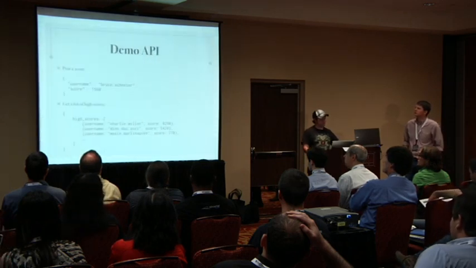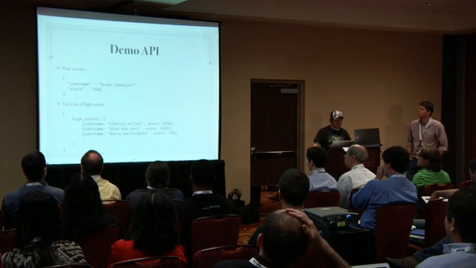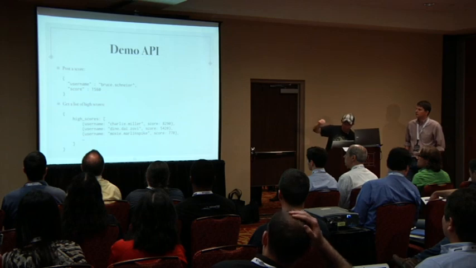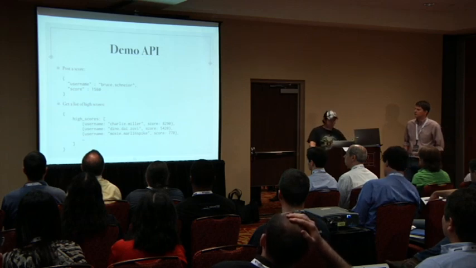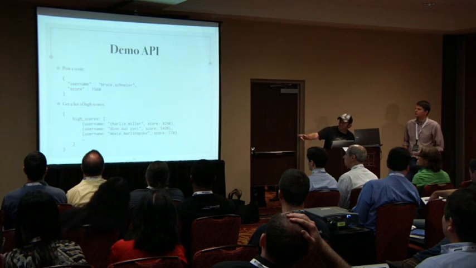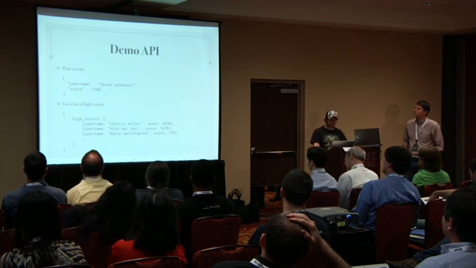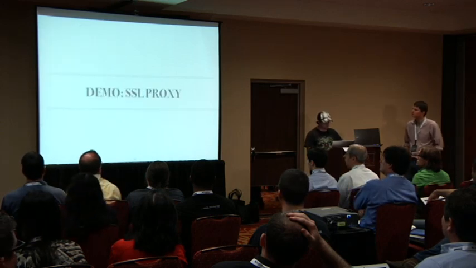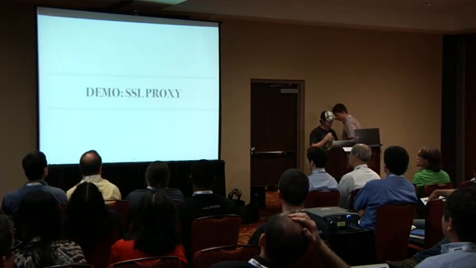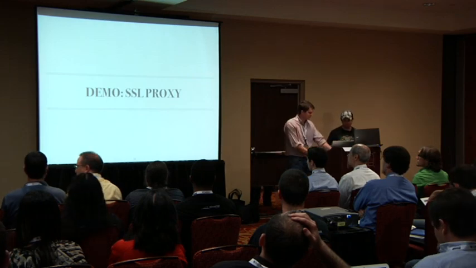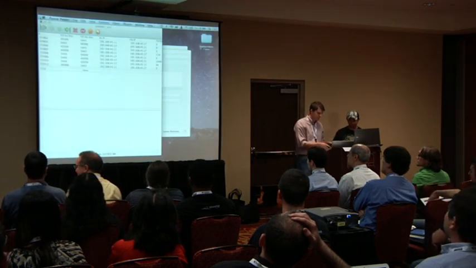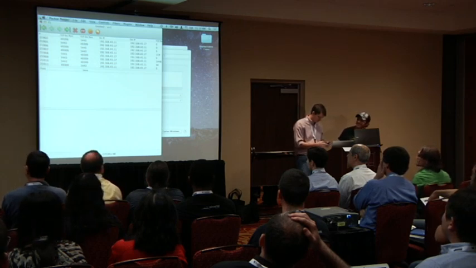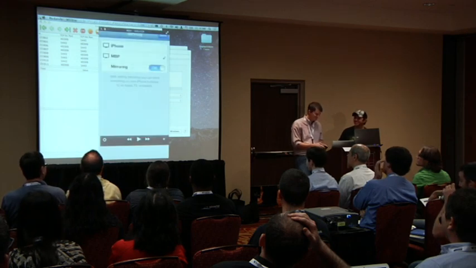Okay, so once the game is done, it's going to post the score using JSON. So you see basically just two very simple fields, username and score. Pretty basic. So when we get a list of high scores, this is what the data looks like, also JSON. All right. Cool. Is that the game? Worst game ever.